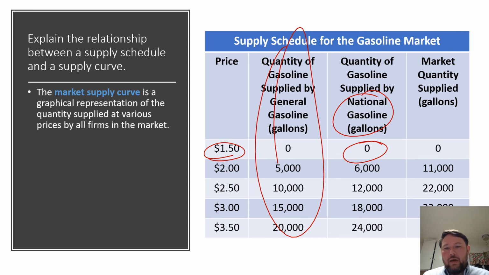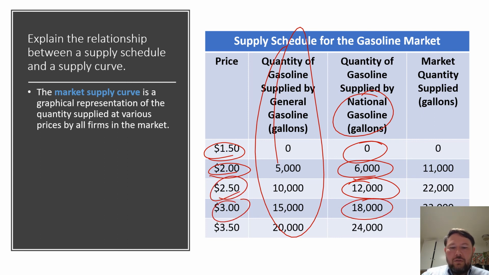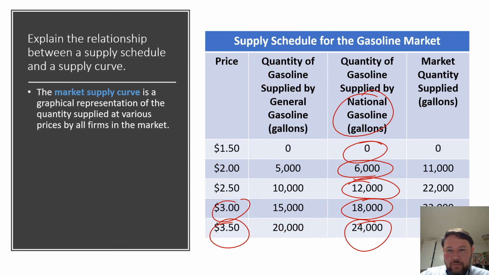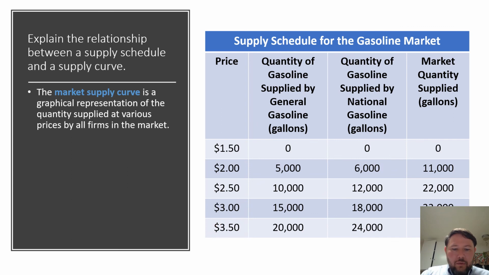But they are willing to provide gas at $2. In this case, they're willing to provide 6,000 gallons of gasoline at $2. And at the next price increases, they will provide 12,000 gallons at $2.50, 18,000 at $3, and 24,000 gallons at $3.50. So we take those together and we simply add them. I'm going to erase this real quick. And we can note that when we add these together, we get our market.